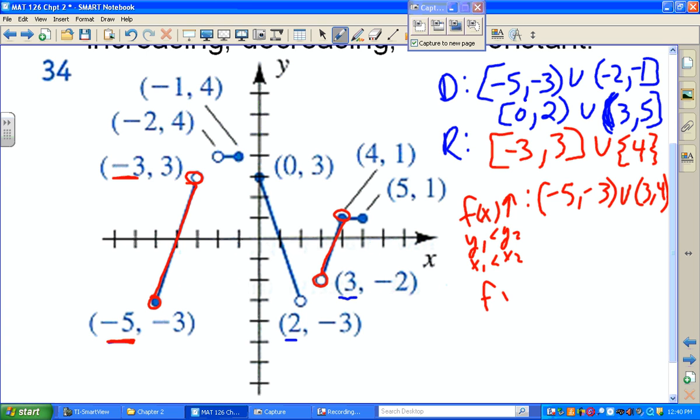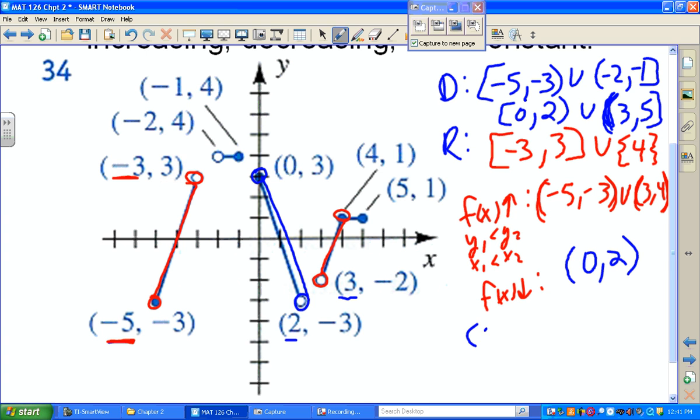F of x decreasing. None of them. When I do increasing and decreasing, I never use brackets. I always use parentheses. I don't think you can have an increasing and decreasing at an endpoint or at a maximum. And decreasing, that's obviously when it's going down. So I'd have open circles, and that's about it. So decreasing will be from 0 to 2, again using the x values.